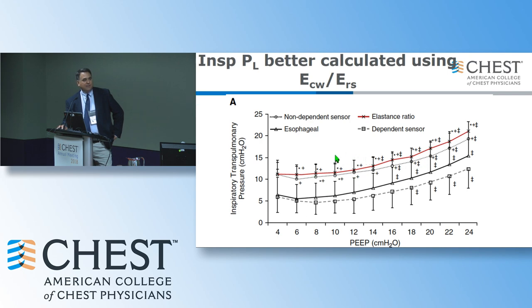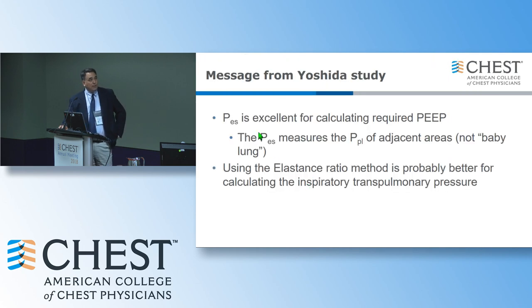And you can see that in this case, the elastance ratio method, rather than a direct method, was more representative of what's going on in the anterior regions, the baby lung, in this disease. So the message from this study is that the esophageal pressure is pretty good at calculating the transpulmonary and expiratory occlusion pressure that you use to titrate PEEP. This area measures the pleural pressure near the catheter, so usually in the more dependent areas. But if you want to look at the transpulmonary pressure to see if you're ventilating safely, the suggestion is to use the elastance ratio instead.